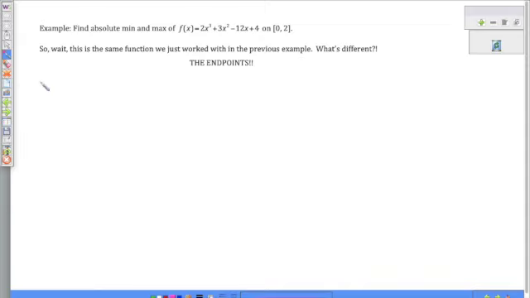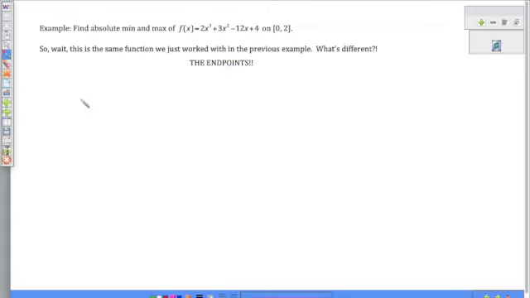So find the absolute min and max of, okay, it's the same exact function. Is this just a repeat question? My goodness, Mrs. Bucko, are you really losing it? No, I'm not really losing it. What did I do? I changed the interval.